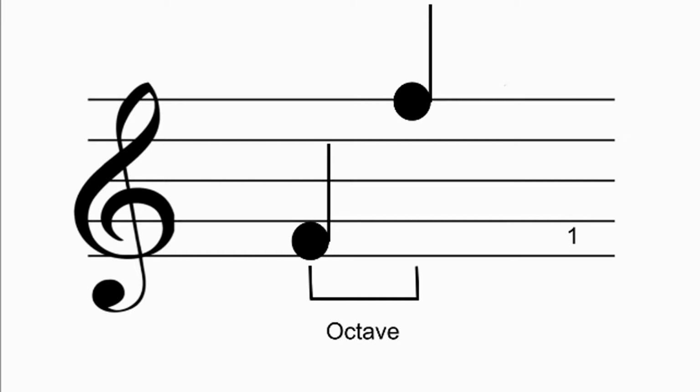Okay, so when we're counting out an interval, we start with the first note as number 1. So that F right there, where the 1 is, that's our first. And we got 2, 3, 4, 5, 6, 7, and our octave. So F to F, that's our octave.